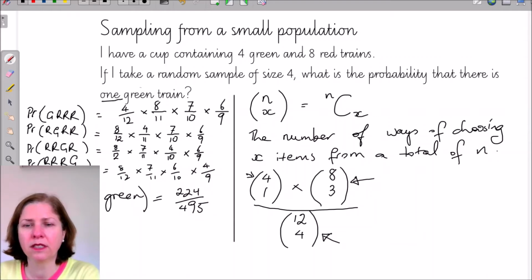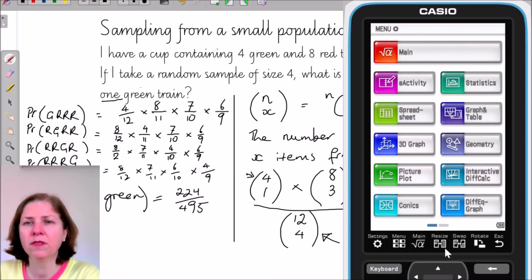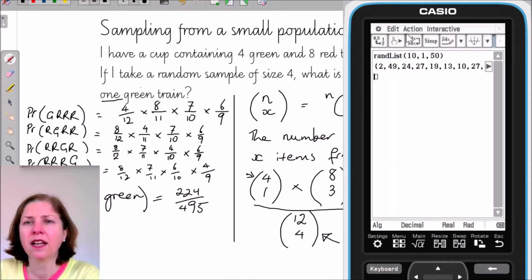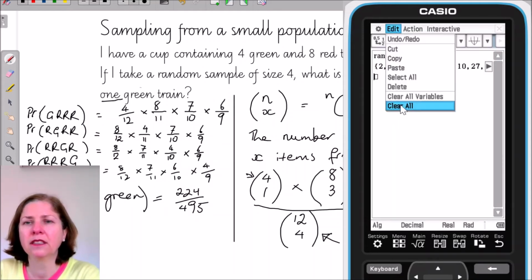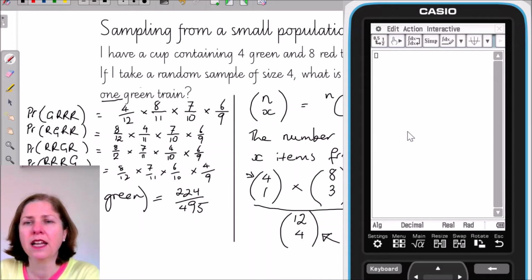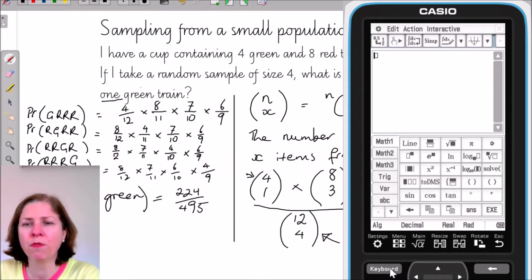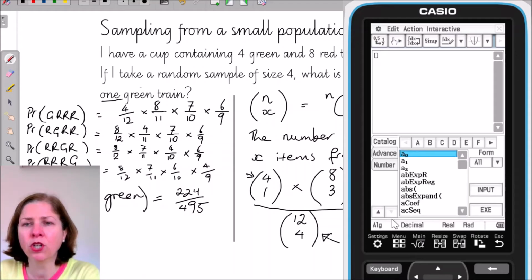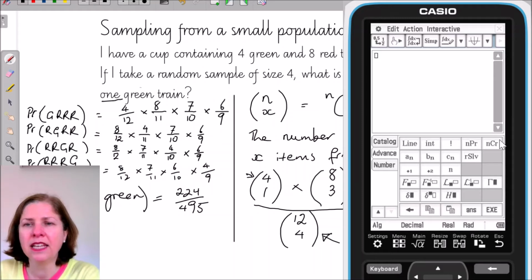Where are you, CAS? Here it comes. So I go into main. And what I'm going to do is open up my keyboard and go down. I'm not going to my catalog, I'm going to advance. And here, right over on the right, you can see nCr.